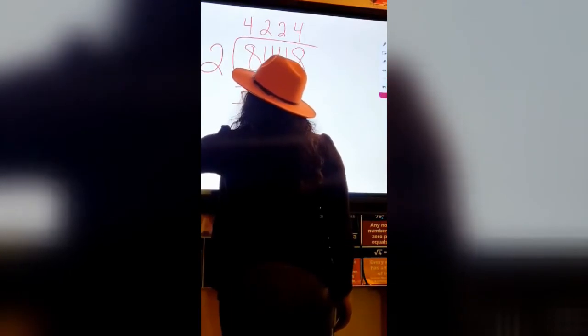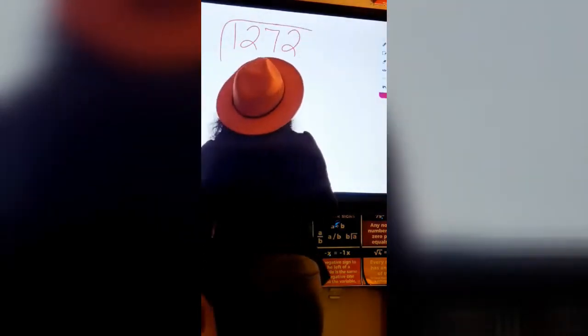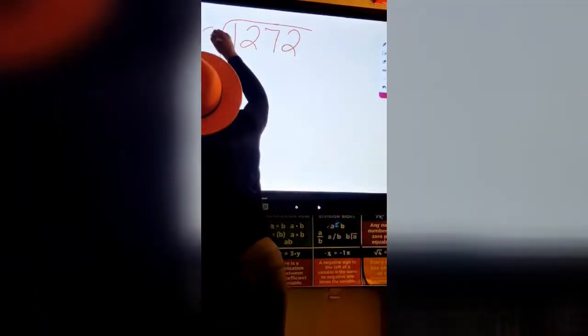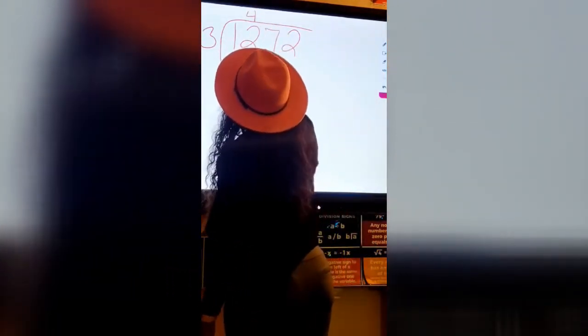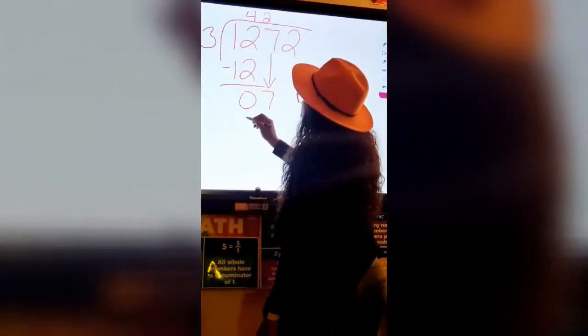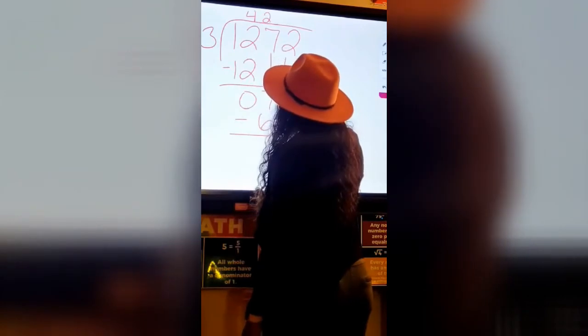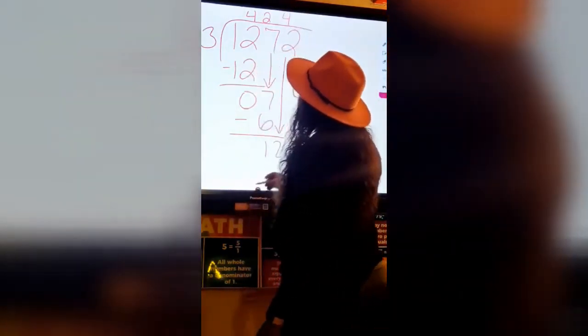So I'll also do on this page 1,272 divided by 3. So I determined how many times 3 can go into 12. 4 times. 4 times 3 is 12. So I'm left with 0. I'm going to bring down my 7. I know that 3 can go into 7 twice. 2 times 3 is 6. So I have 1 left over, and then I bring down my 2, and I have 12. And 3 can go into 12 4 times. 4 times 3 is 12.